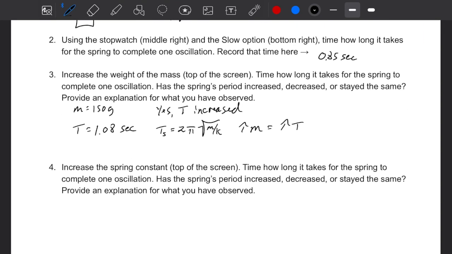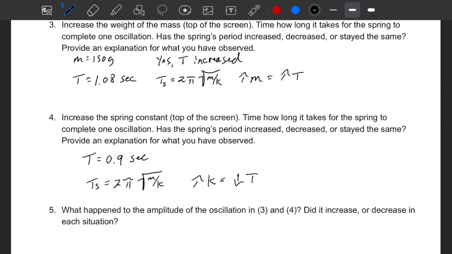Increase the spring constant, top of the screen. It didn't call it spring constant. It called it something like strength of spring. And time how long it takes for the spring to complete one oscillation. So I increased it, and now my period is 0.9. So I'm increasing the spring constant, which is the denominator of my fraction in that formula, 2π times the square root of m over k. So if I increase the spring constant, that's going to decrease the period based on that formula.